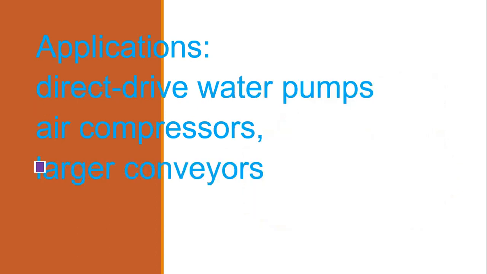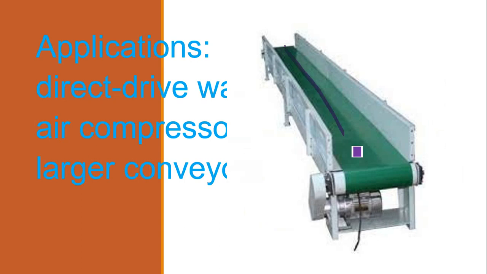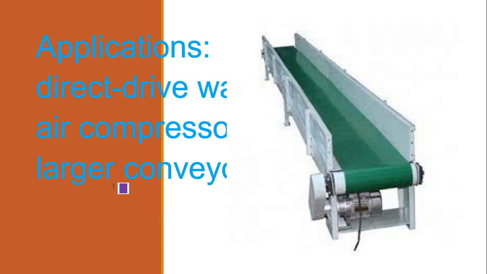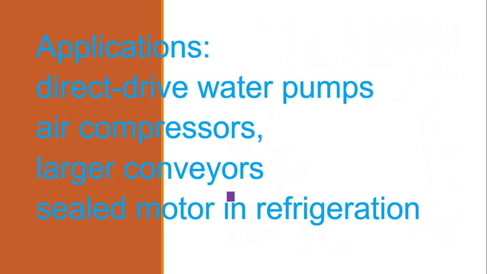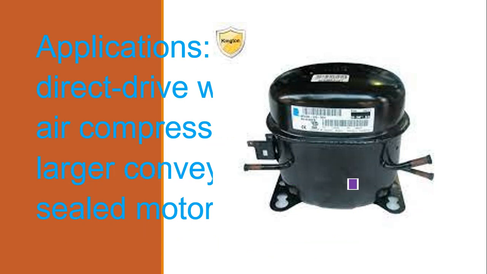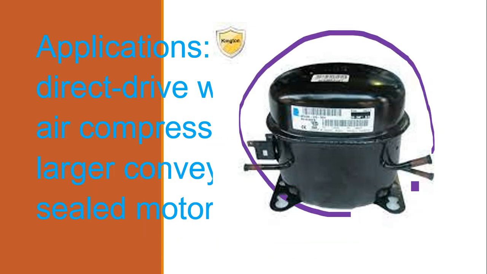And next is larger conveyors. What is a conveyor? A conveyor is this sort of thing for material movement. For that, the motor will be mounted, which again requires high torque. So CSIR motors are generally used here, in larger conveyors, and as the sealed motor in refrigeration. You might have seen motors in refrigeration like this. This is a totally sealed compressor.